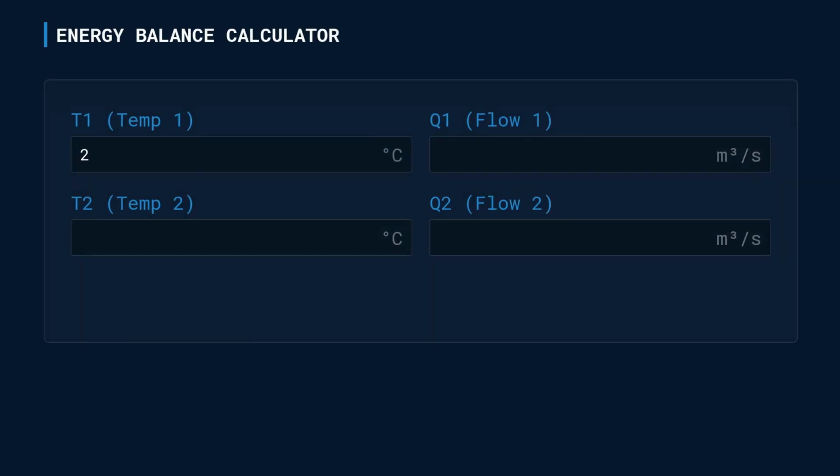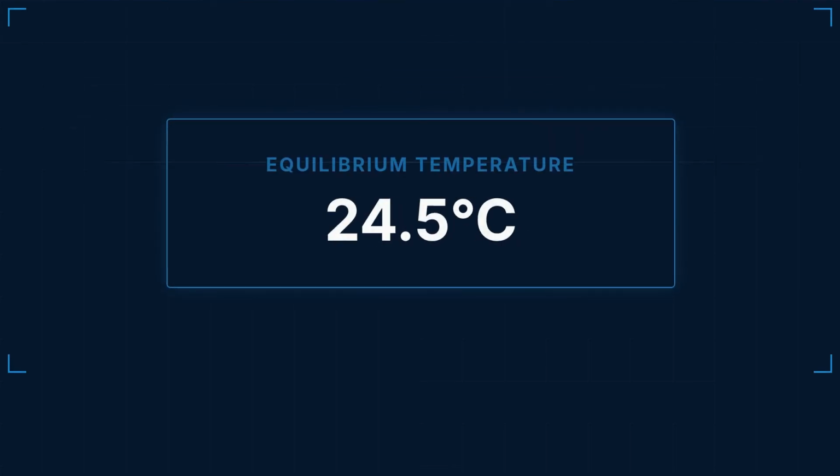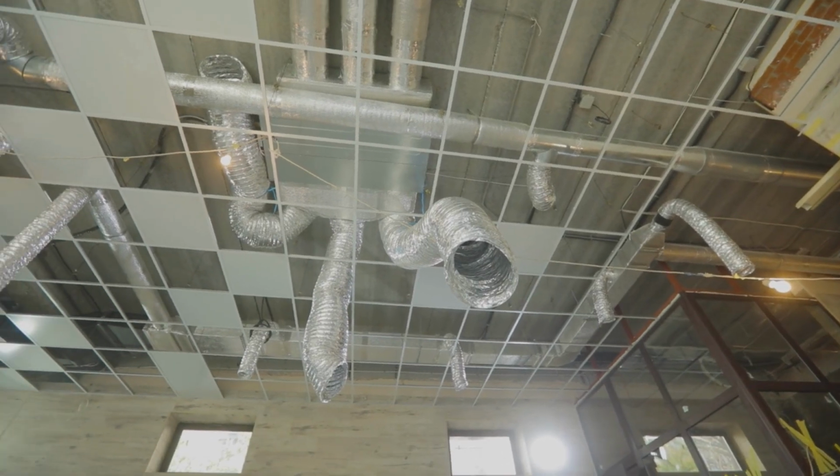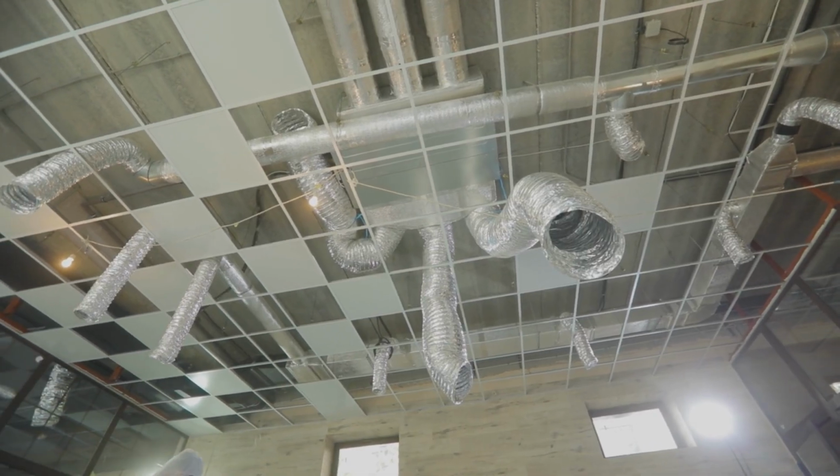When you enter your airstream temperatures and flow rates, then click Calculate, the tool computes the mixed air temperature based on the energy balance principle. The result appears instantly, showing the equilibrium temperature where your airstreams blend. This calculation is essential for HVAC design, ventilation system analysis, and any application where air mixing occurs.